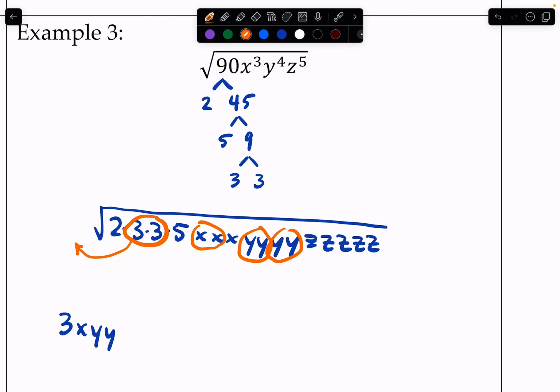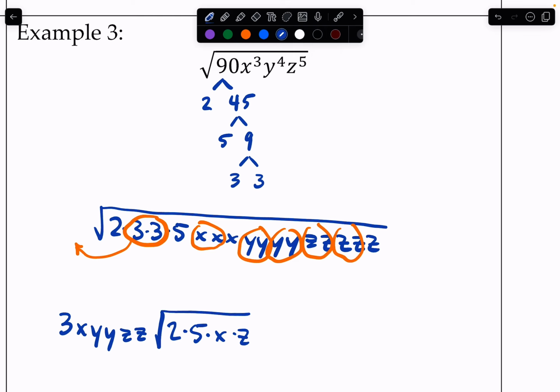And then finally we get to the z's. I have 2 pairs of z's and 1 left over. So each of those pairs is written as a single z on the outside. And then we're going to account for everything that's still on the inside of the radical. I have a 2, I have a 5, I have an x, and I have a z. So those are all the things that are left over on the inside.